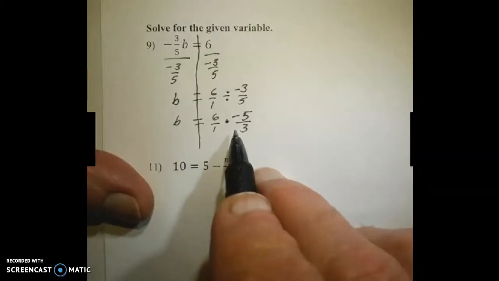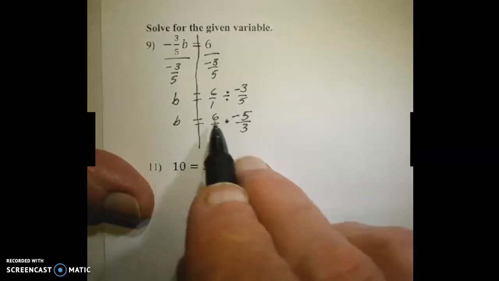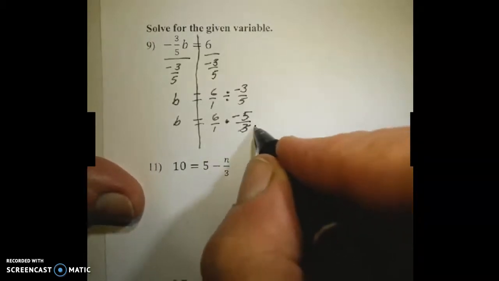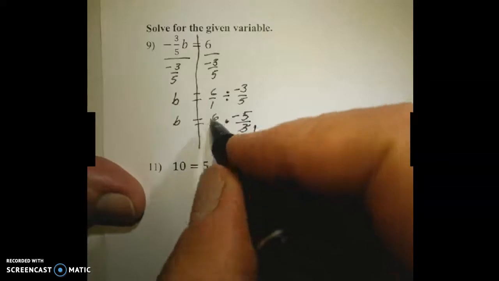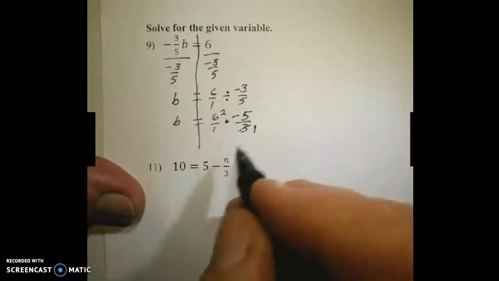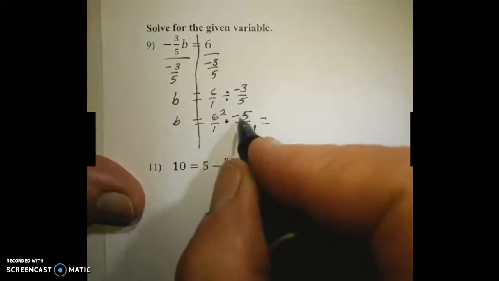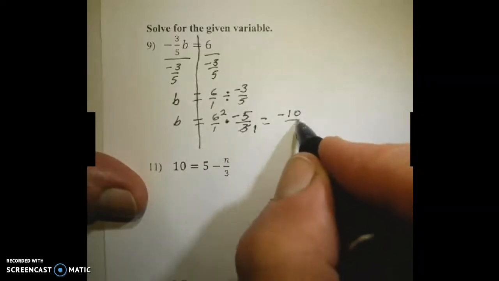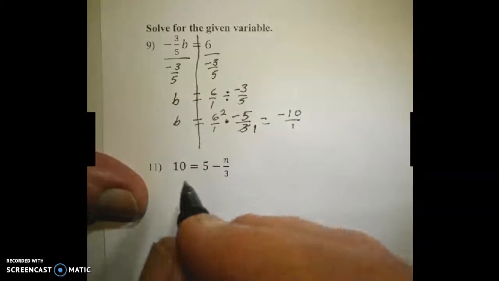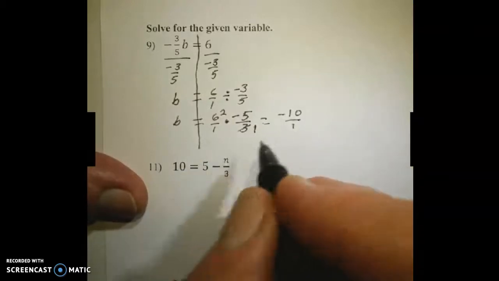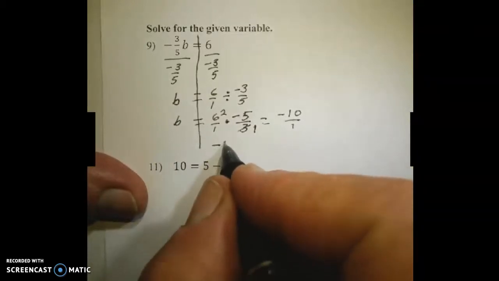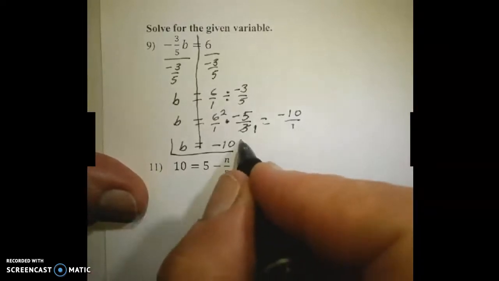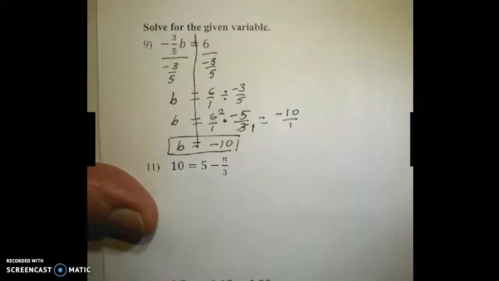I like to reduce first. 6 and 3 can both be divided by 3. So if you reduce, the 3 divided by 3 becomes a 1. 6 divided by 3 becomes a 2. So now you have 2 times 5, you get negative 10. 1 times 1, you get 1. Negative 10 over 1 is the same thing as negative 10. So your solution is b is equal to negative 10.